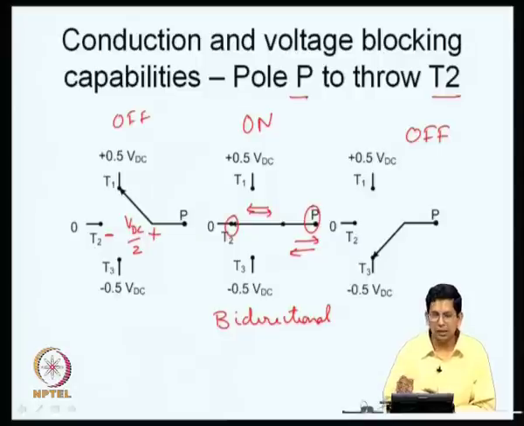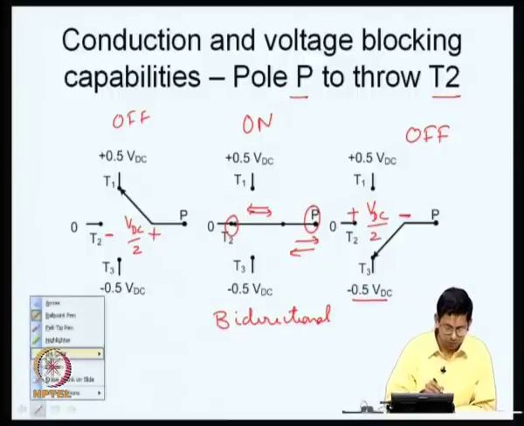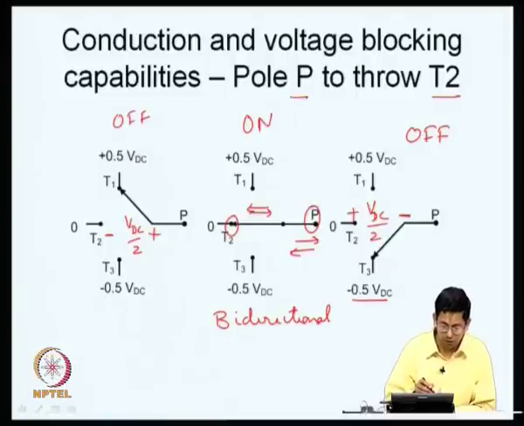Let us look at this third connection. Here pole P is negative because it is connected to the bottom throw, which is connected to the negative bus, and T2 is positive. And what is the potential difference between the two? VDC by 2. So, now look at the difference. Here the polarity is as indicated, and look at the polarity here.